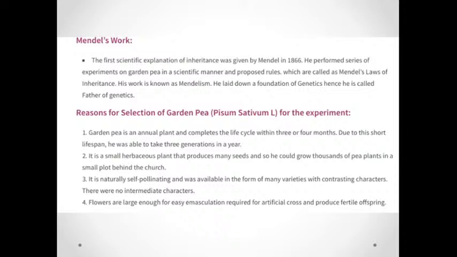It is naturally self-pollinating and was available in many varieties with contrasting characteristics, and there were no intermediate characters. Flowers are large enough for easy emasculation, which is required for artificial cross, and they produce fertile offspring.